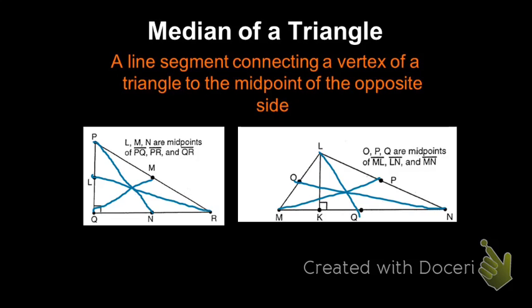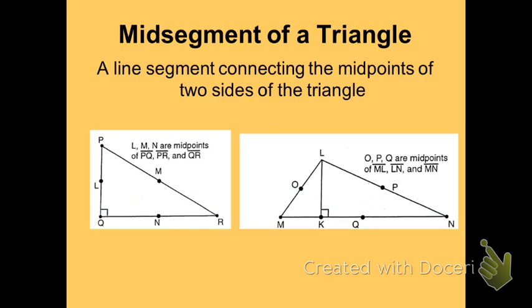So it connects a vertex to the midpoint of the opposite side, which is different but similar to the mid-segment of a triangle. That could be confusing, but you just want to be able to organize in your head that a median connects a vertex and a midpoint. A mid-segment connects 2 midpoints.